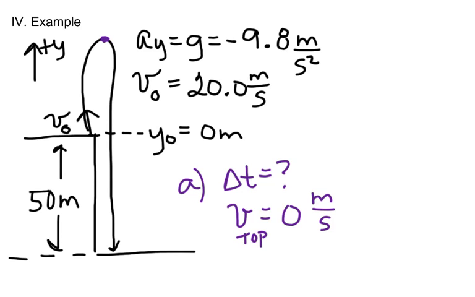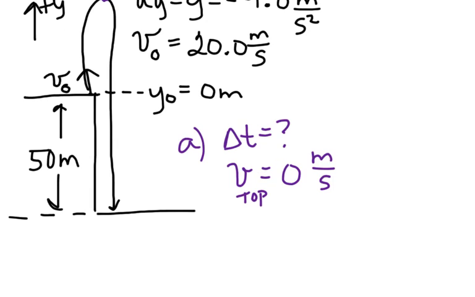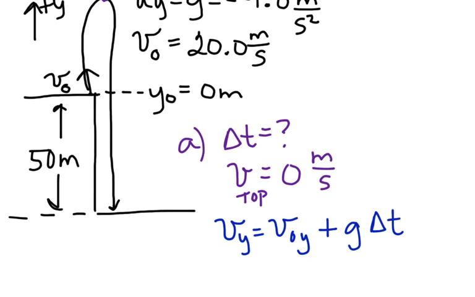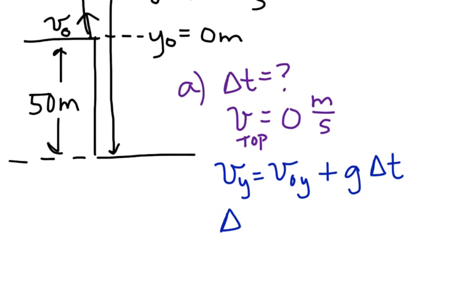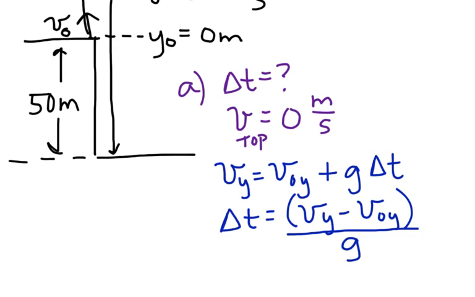So the question is, what formula am I going to use based on my givens and what I want to find? The formula that I would like to use is one of the kinematics equations, v sub y is equal to v sub naught y plus g delta t. I just need to rearrange this equation for delta t, and I get delta t is equal to this expression here. So now we're going to solve, and we're going to plug in numbers for our variables.